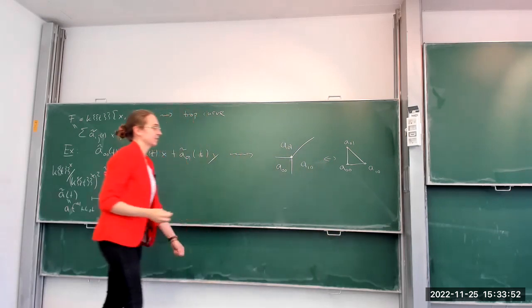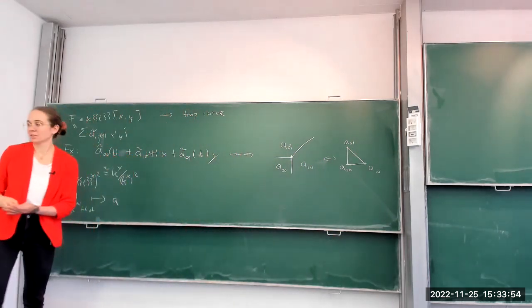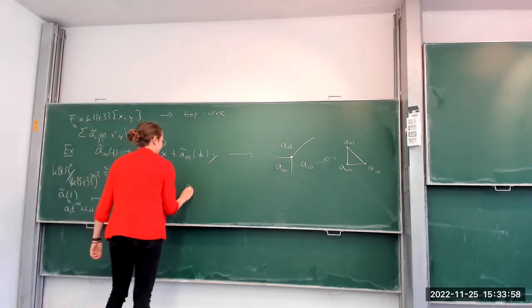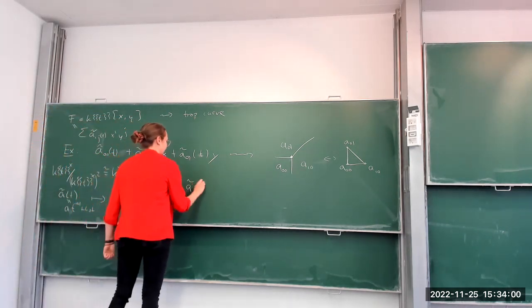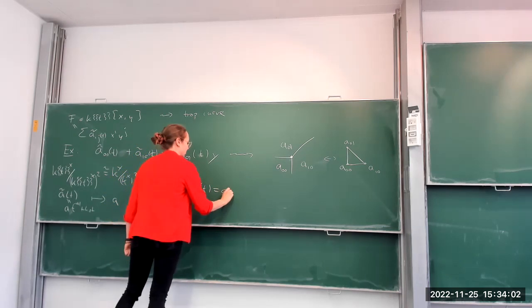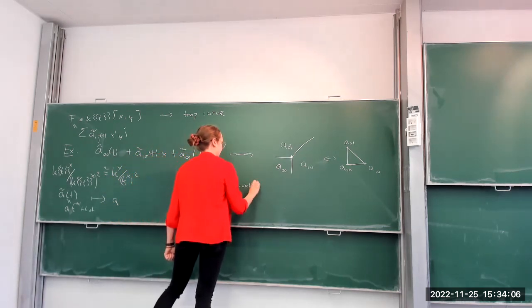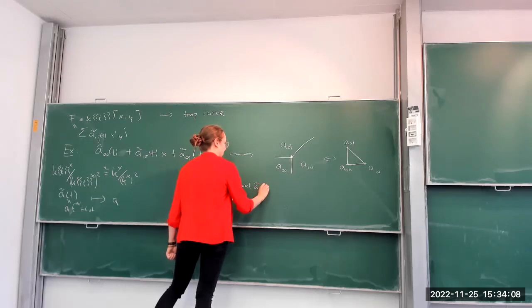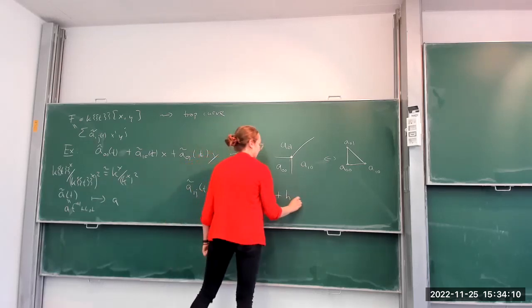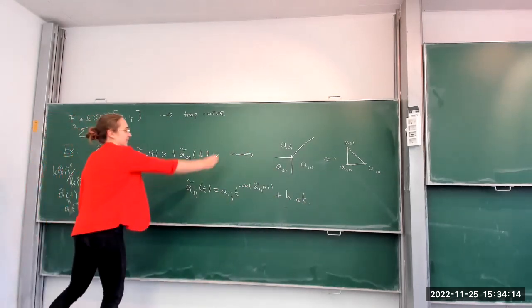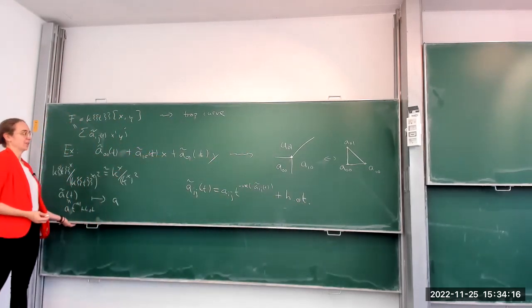Just a question concerning notation. This is the same as a tilde 00? Yeah, I should write this out. That's right. It's the initial of a tilde, t to the minus the valuation of a tilde, plus higher order terms. Thanks. So that's the information we need to remember.